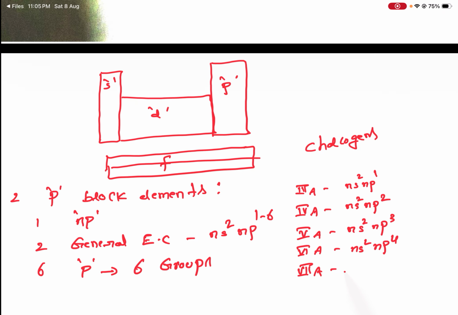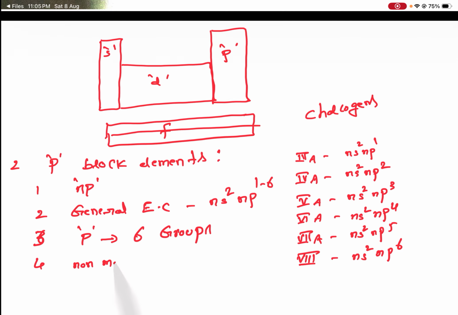Next, this P block contains nonmetals, metalloids and metals. In the P block, nonmetals are at the start, metalloids in the middle, and metals at the bottom. So metallic nature increases from top to bottom.